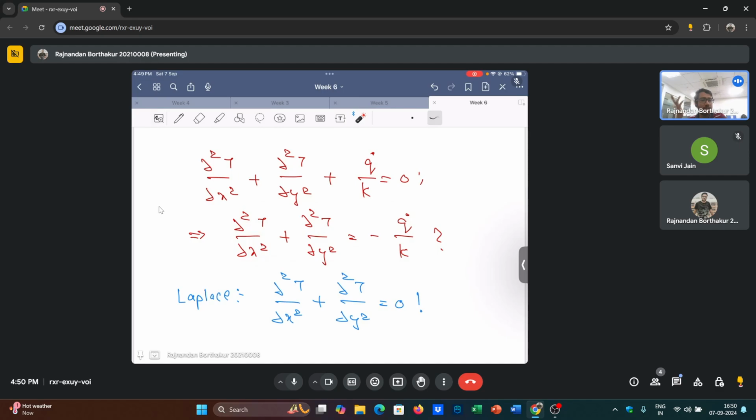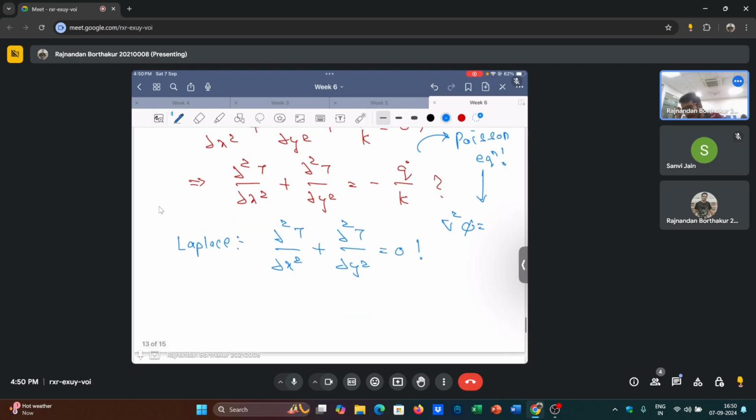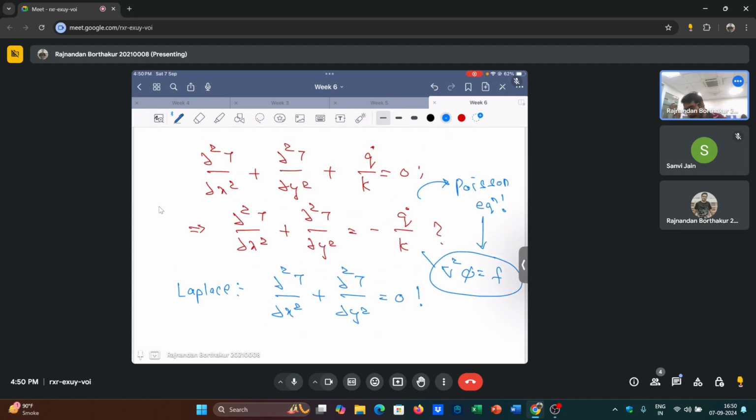If this is non-homogeneous, you cannot directly apply the method of separation of variables. And this equation has got a special name. This equation is known as a Poisson equation, and it is not confined to temperature distribution only. The canonical form of a Poisson equation is del square phi equal to some source term, which we write as f. This form is essentially satisfied by this form of the heat diffusion equation. This is del square, and the source term is basically q dot by k.